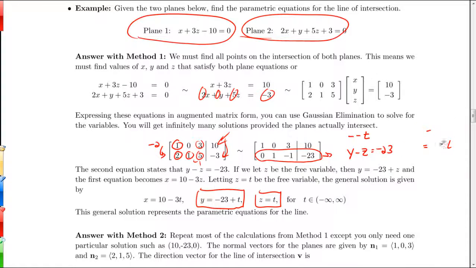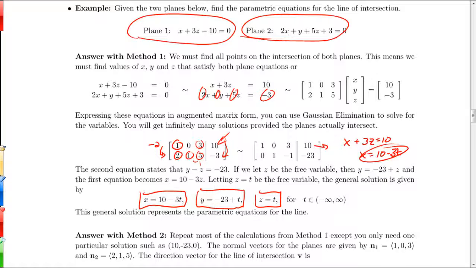And then if I just go back to my first equation, which is right here, that is just x plus 3z equals 10. z is just t, so that's x equals 10 minus 3z, or 3t, because z equals t. And if you look at that, that is the equation for a line. That is the line of intersection. You have infinitely many solutions. It's not just any old infinitely many. It's infinitely many that lie on this particular line. Right? So that's one way.